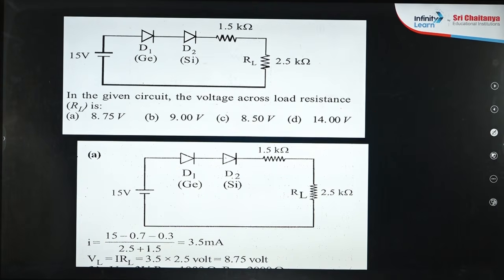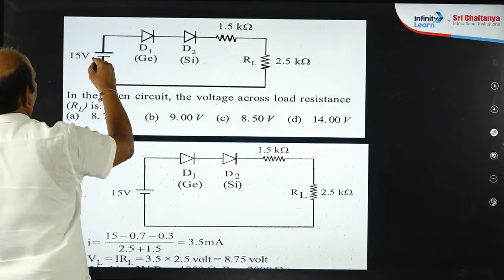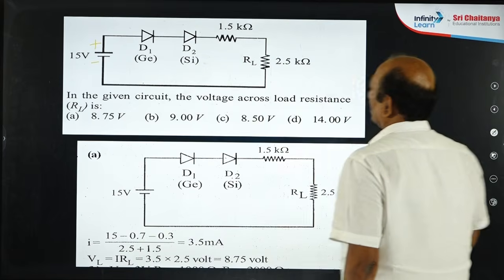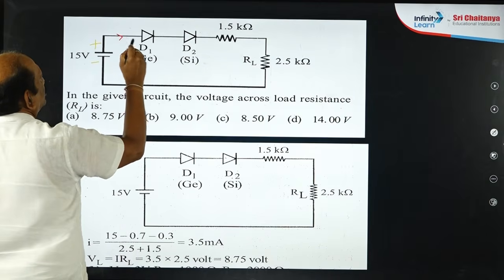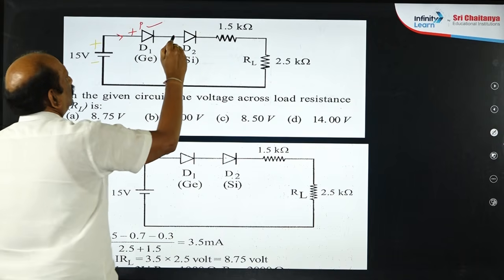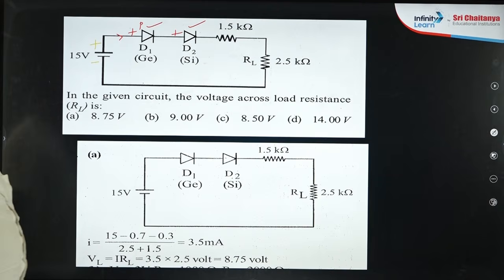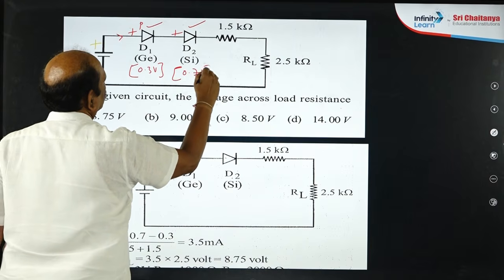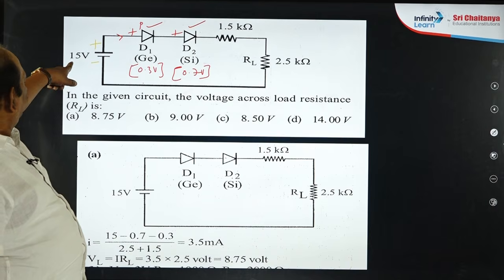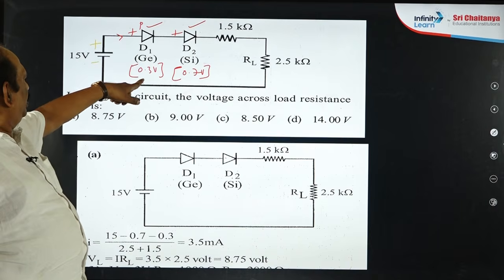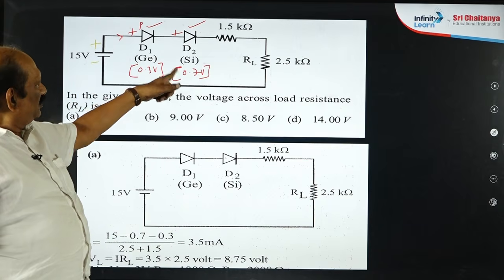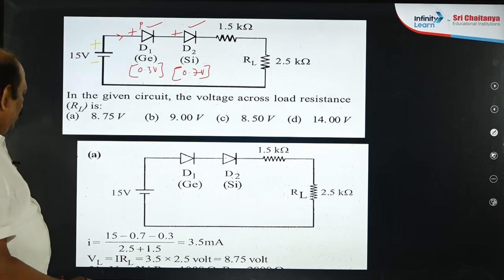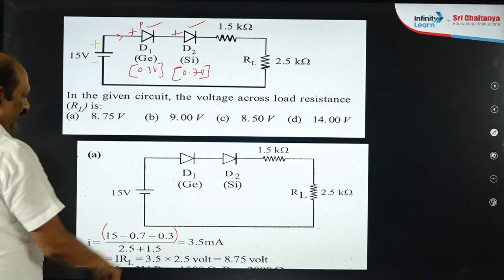Next. Here, 2 diodes are connected in the same circuit with the battery. This is positive and this is negative. So current flows like this. This positive is connected to P side, forward bias. So both the diodes are working. Germanium junction voltage 0.3 volts, silicon 0.7 volts. So now here battery potential 15 and here we have to overcome junction potential 0.3. We are spending 0.3. At silicon we are spending 0.7. So 15 minus 0.3 minus 0.7, 15 minus 1, 14.